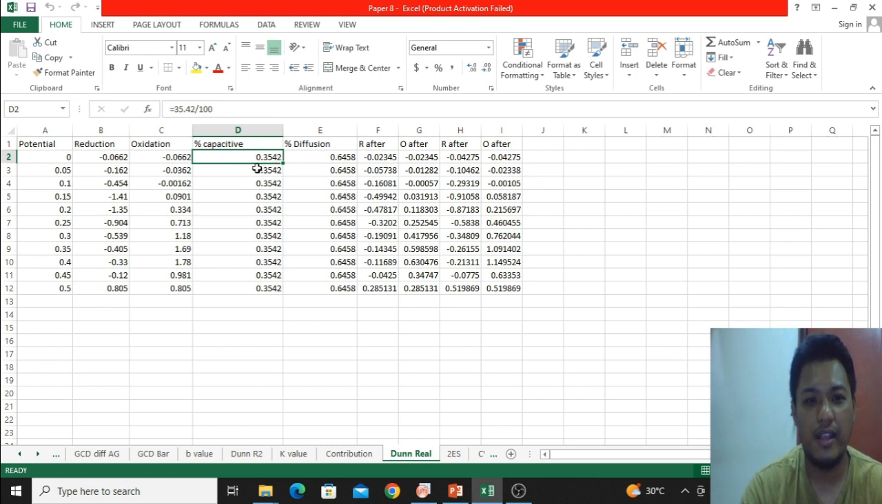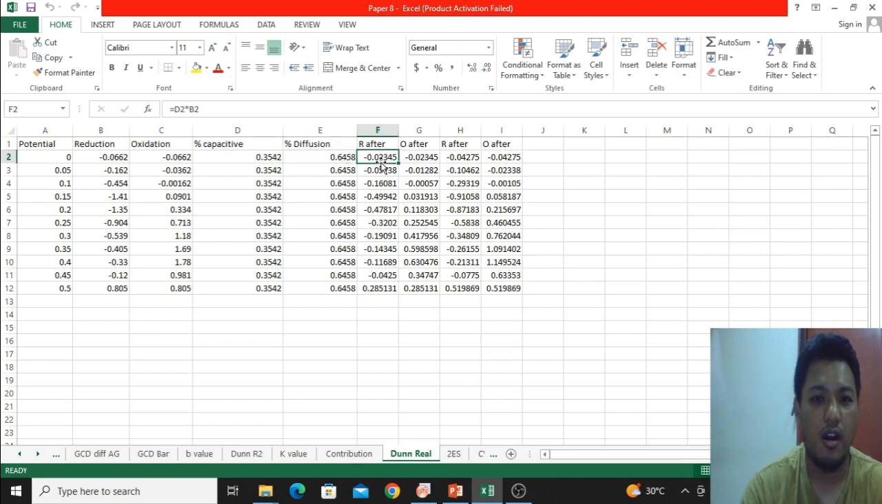Okay, as you know, the capacitive contribution is the same because we are using only 1 millivolt per second, so diffusion is also the same. Okay, so the difference here is your R after and O after, which means your current response at reduction and also current response at oxidation after you multiply with the capacitive. Okay, this is the mathematical way how it looks like.